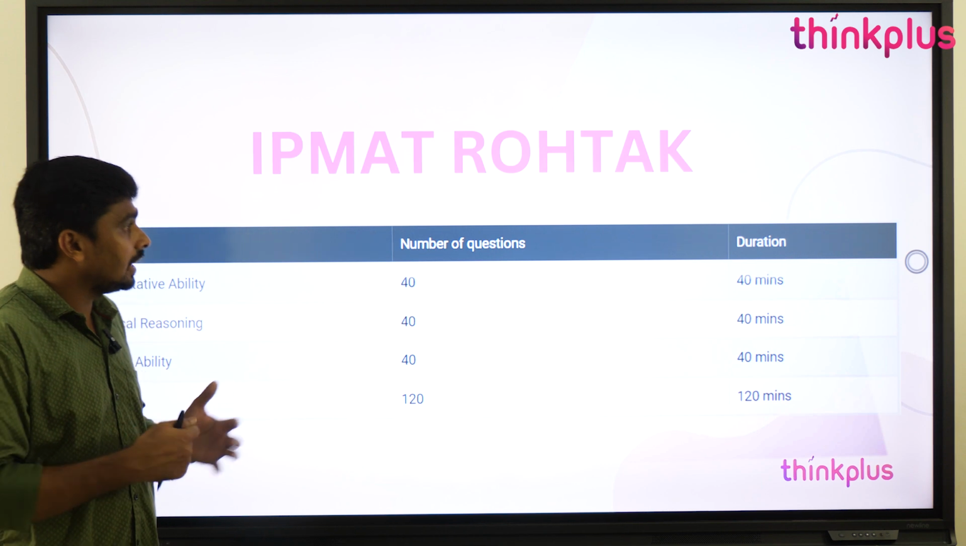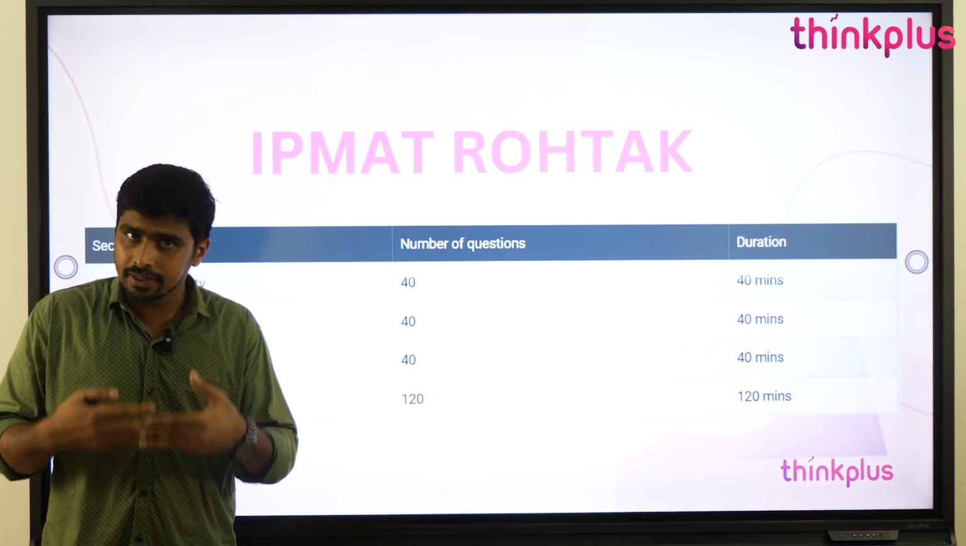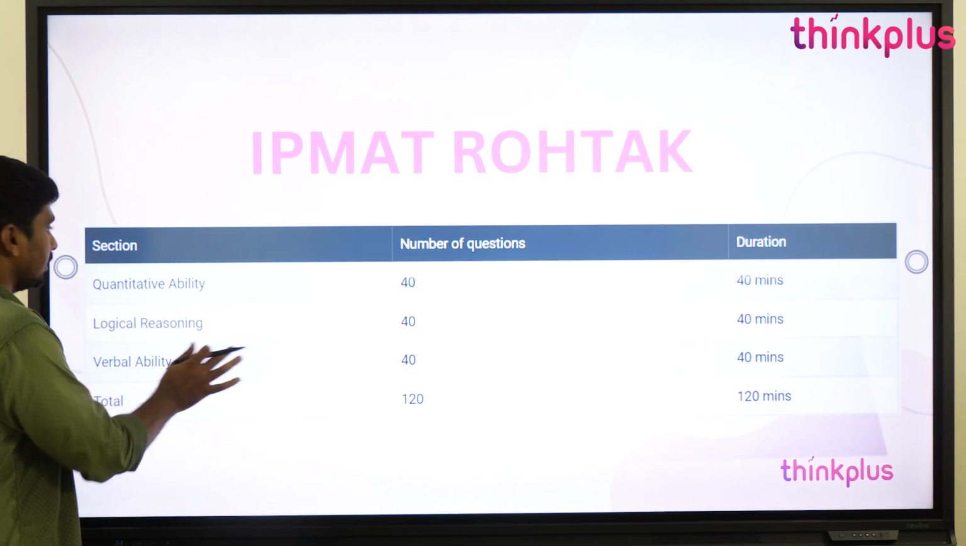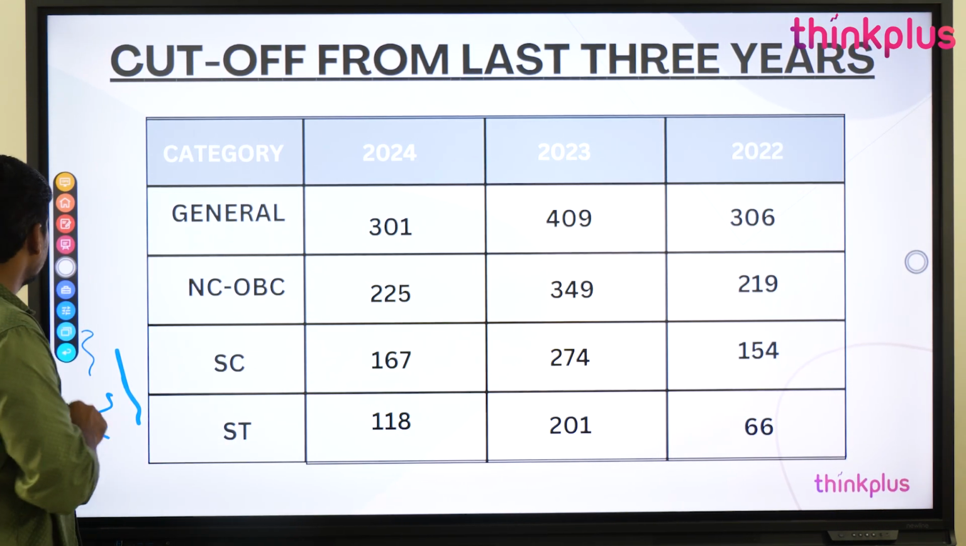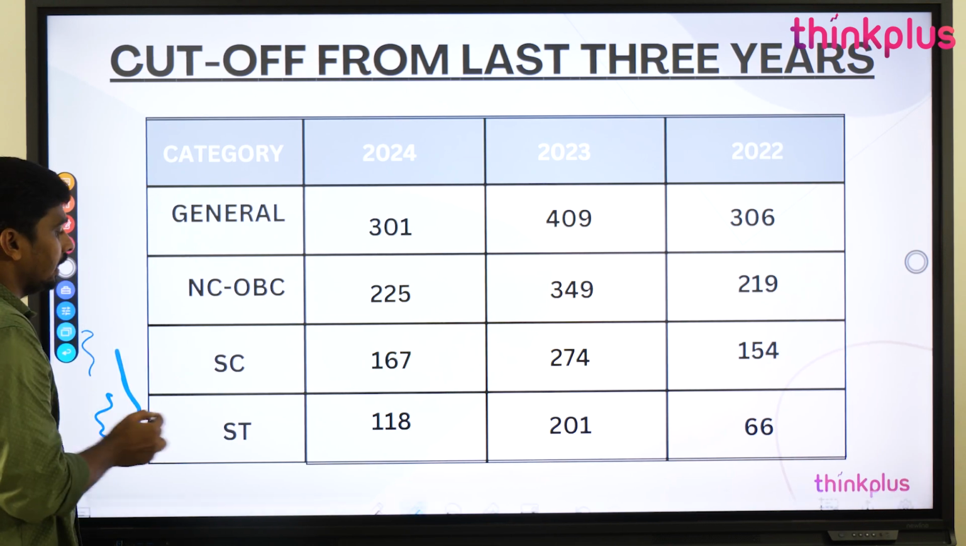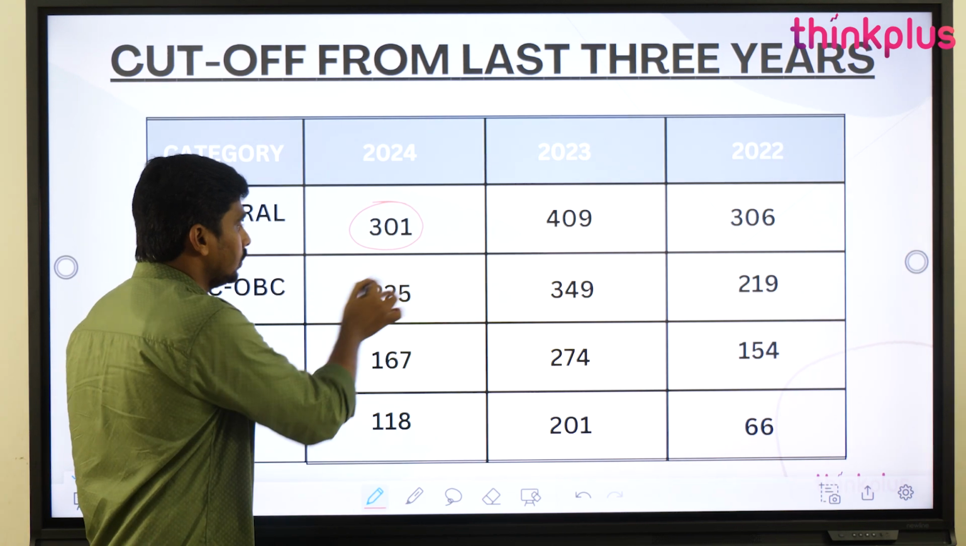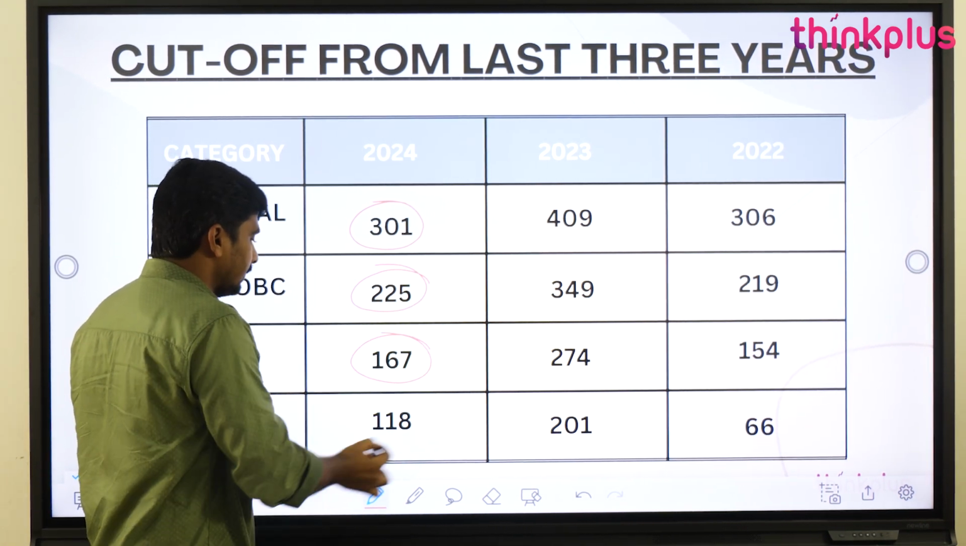In addition to this exam pattern, let's also have a look at the last 3 years' cutoffs for IIM Rohtak for different categories. If you see here, for General, NC OBC, SC and ST category, the 2024 cutoffs are given as 301 and 225 for NC OBC, 167 and 118.